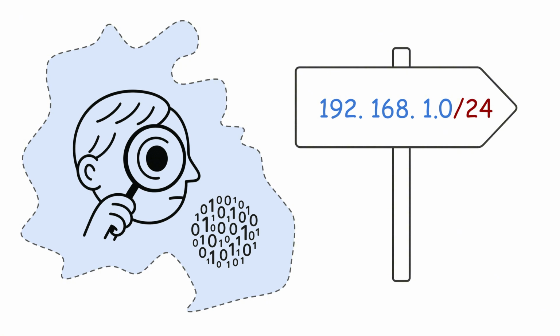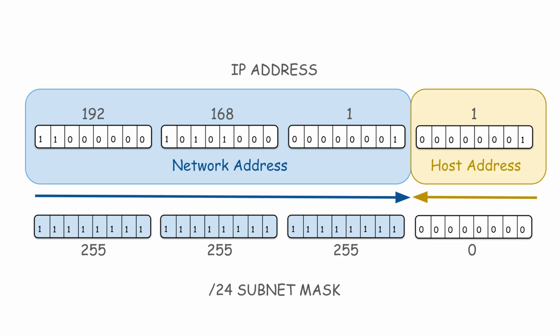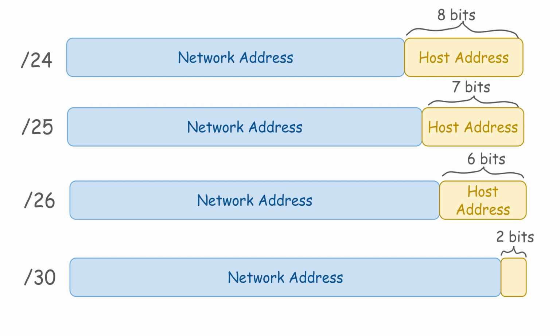To find the network ID or broadcast, you first need to know this: which bits belong to the network and which to the host. In a /24, the first 24 bits are for the network and the last 8 bits are the host. As the CIDR number increases, you take more bits for the network and fewer remain for hosts.